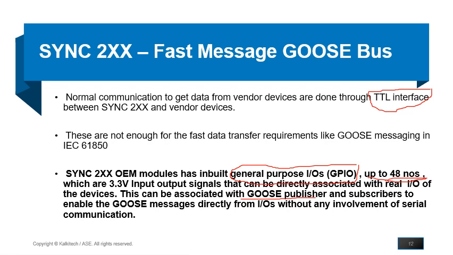It is similar to handling your IOs in an IED using fast scan and other methods. It does not involve any other communication for fetching the data, so this GOOSE message can be sent out in a faster manner. This is the advantage of the fast message GOOSE bus with respect to the OEM module, and it will enable the device to have fast GOOSE messages by having the IO card directly connected to the Sync 200 general purpose IOs and sending the GOOSE out.